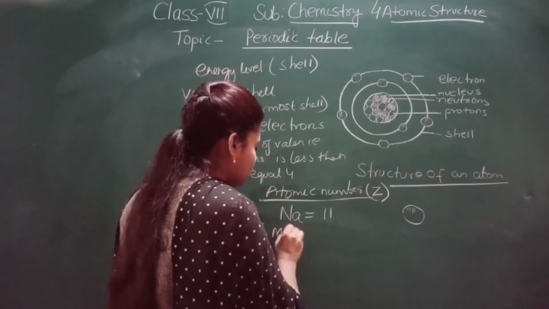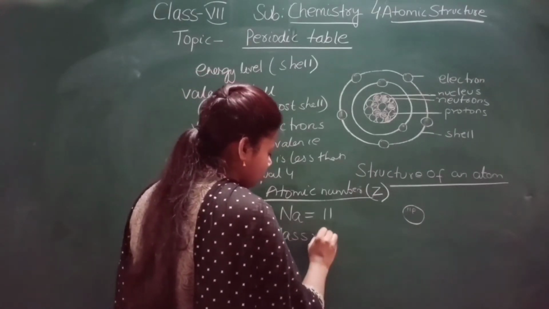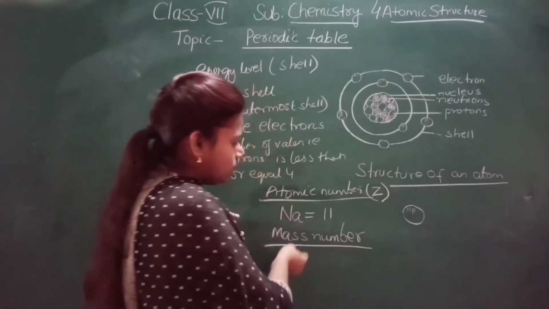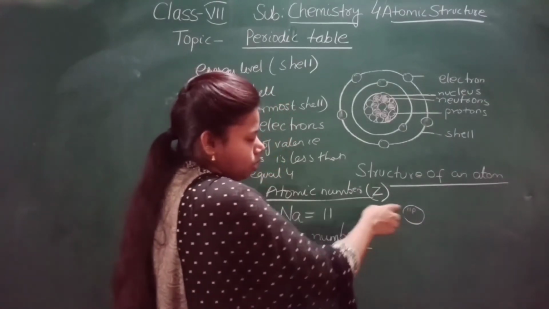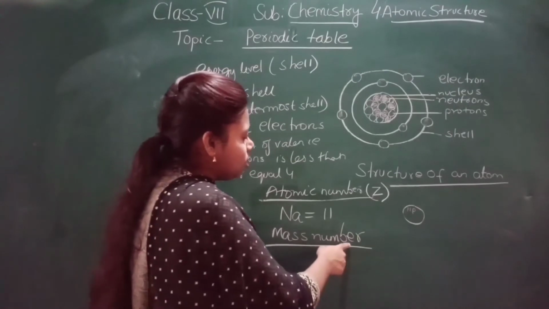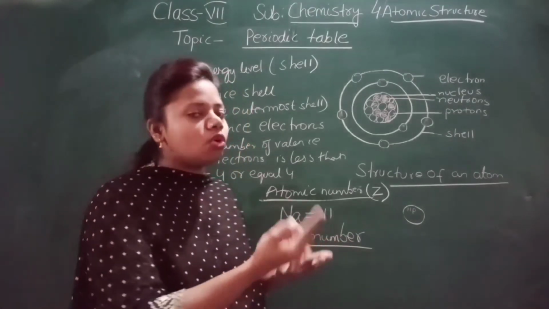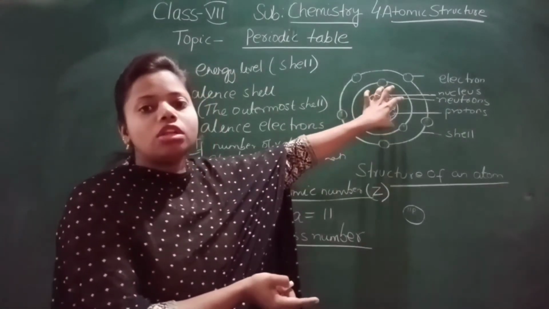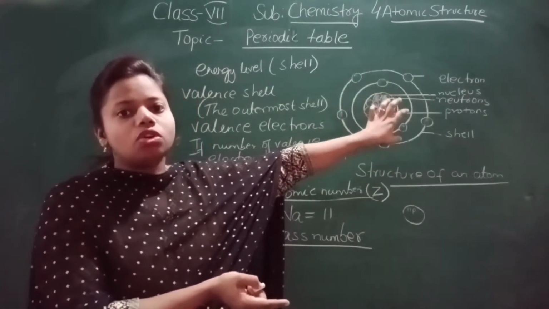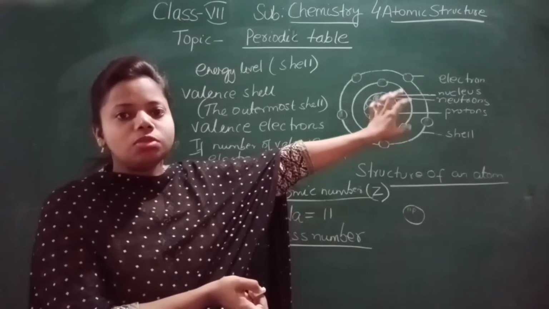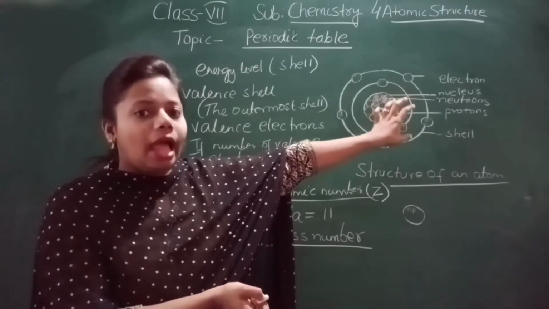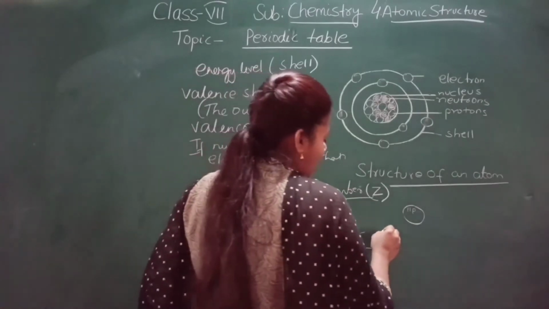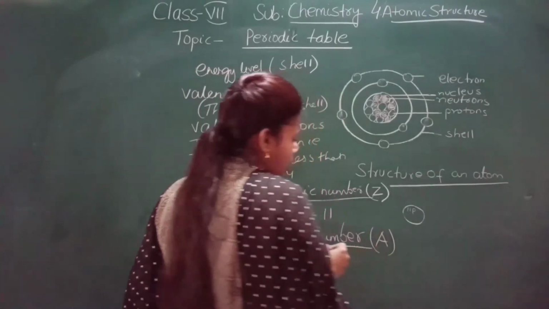And what is the mass number? First let me teach you the mass number, then I will teach you here. The mass number is the total number of protons and the total number of neutrons present in the nucleus of an atom. The total number of protons and neutrons present in the nucleus of an atom, we call that mass number, and we denote it with the symbol A.